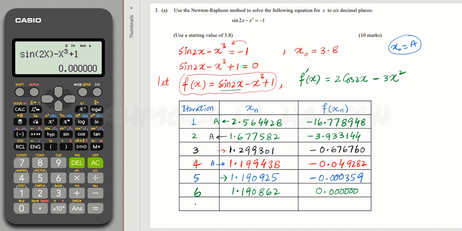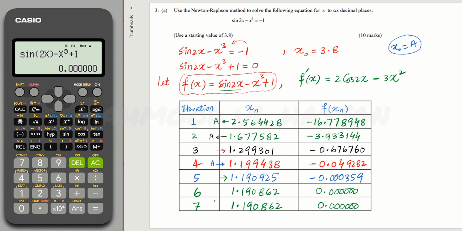If you go to the seventh iteration, iteration number 7, again press calc and put the previous approximate value as an a, that is 1.190862, and then press equal. So you can see again you got the same approximate root that is correct up to 6 decimal places. Again you have to put equal sign, you get again the same function value.